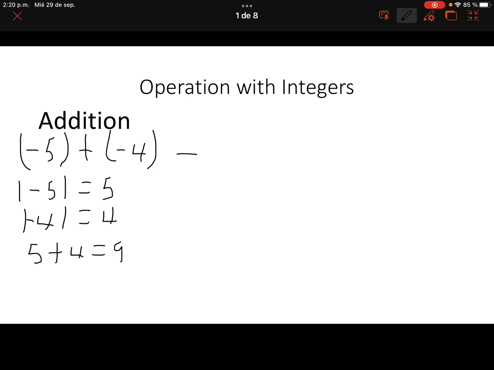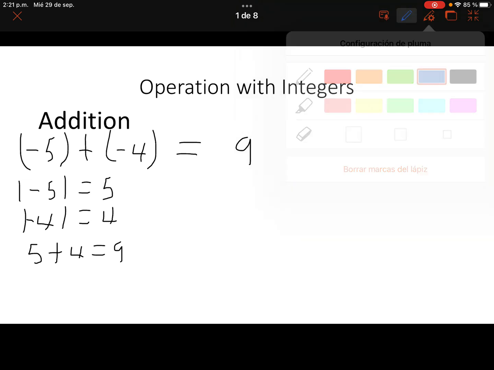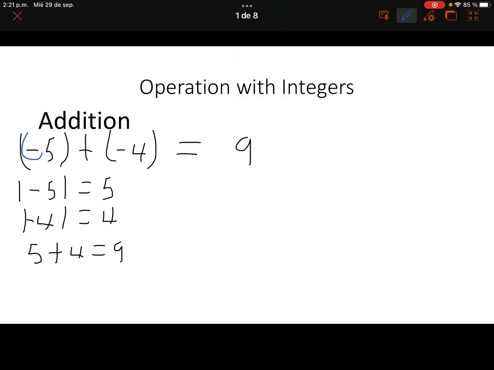Okay, then put that number as the answer, but attach the common sign. Remember that both numbers are negative. That's why the final answer is going to be -9. Find the absolute values, add the absolute values, and attach the common sign. In this case, negative. Then -5 plus -4 is -9.